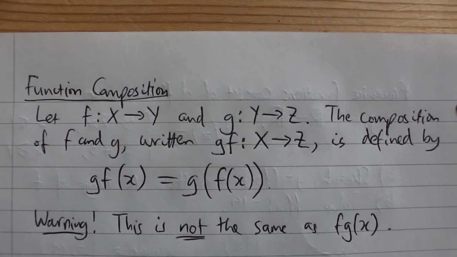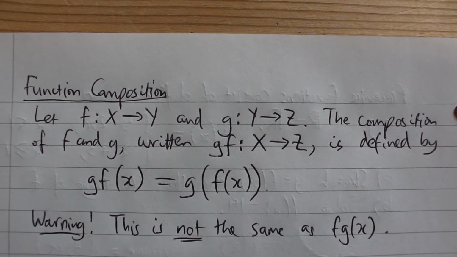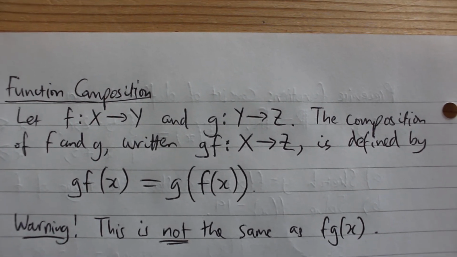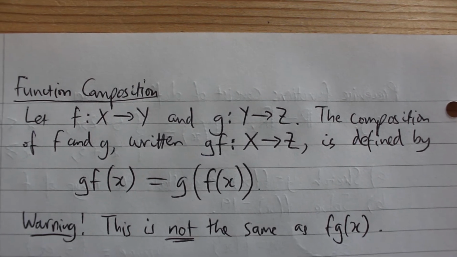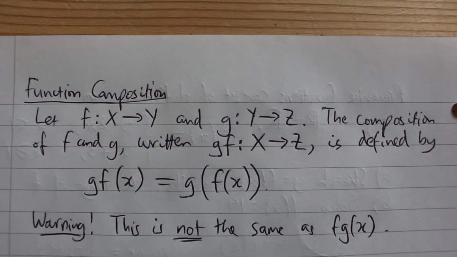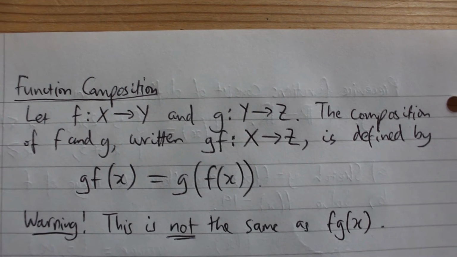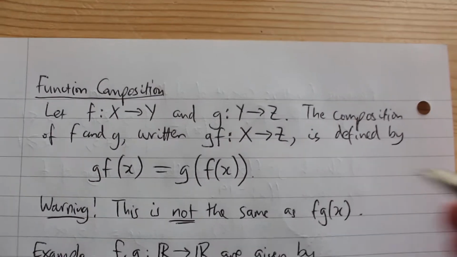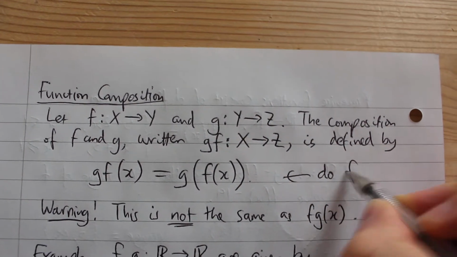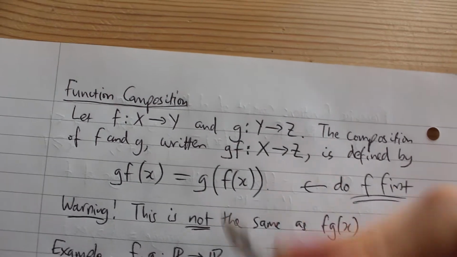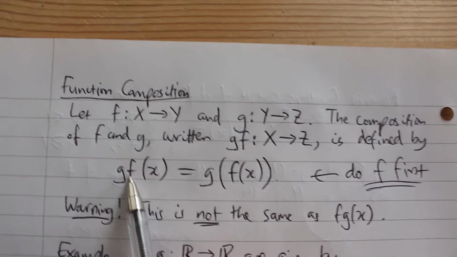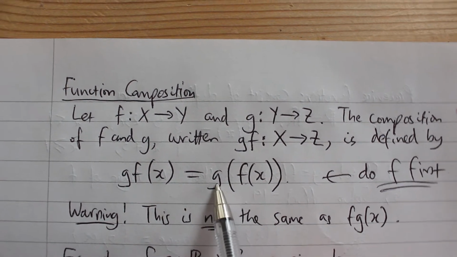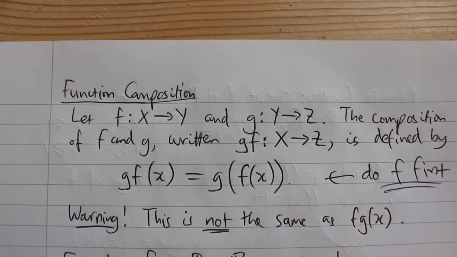Given two functions, f from X to Y and g from Y to Z, where X, Y and Z are sets, the composition gf goes from the set X to Z and is defined by gf of x is g of f of x. So the key thing is to do f first. F is the inside thing. So whatever letter is on the right, that's the thing you do first. And then afterwards we do g to f of x.